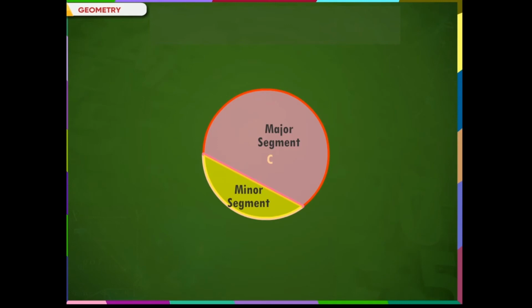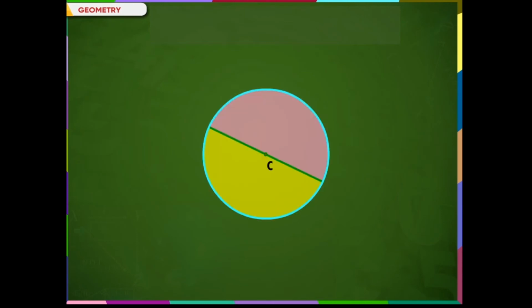So, a chord divides a circle into 2 parts, minor segment and major segment. A major segment is formed by the major arc and the chord, whereas a minor segment is formed by a minor arc and the chord. What if this chord passes through the center of the circle? We know that when a chord passes through the center of the circle, then it is called the diameter of the circle. And a diameter divides a circle into 2 equal halves. Each half is called a semicircle.